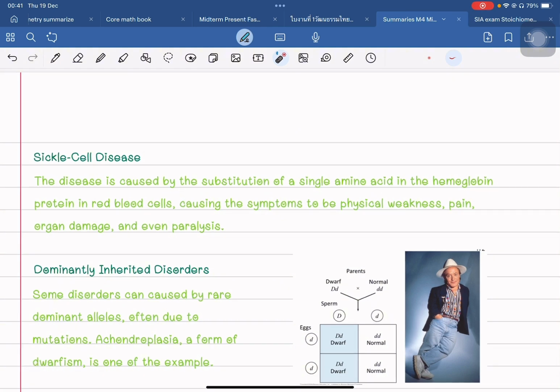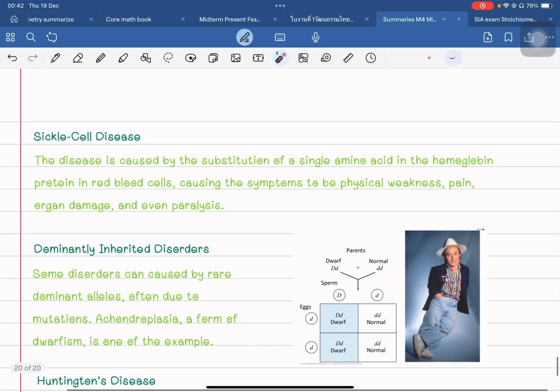The next one is sickle cell disease. The disease is caused by the substitution of one single amino acid in the hemoglobin protein in red blood cells, causing symptoms such as physical weakness, pain, organ damage, and even paralysis.